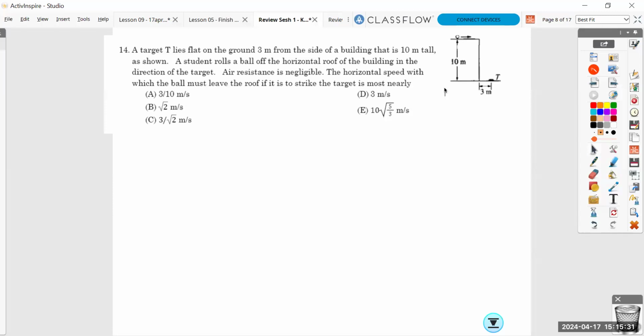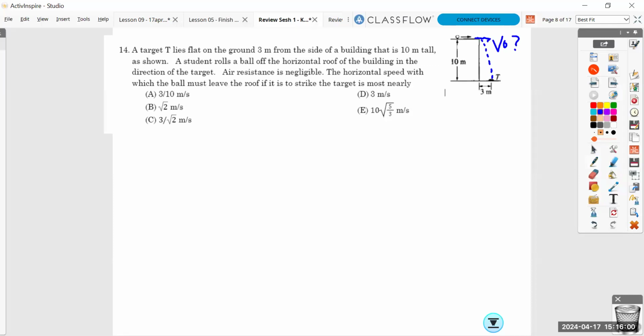All right, so let's take a look at a target. We have a target lying flat on the ground, 3 meters from the side of a building. We would like to roll a ball off to perfectly hit the target. And we want to know what's that perfectly horizontal initial velocity that we need in order to hit our target?